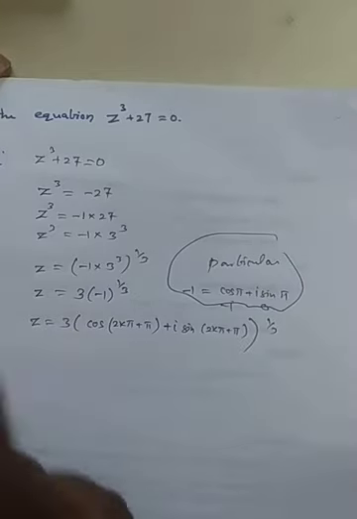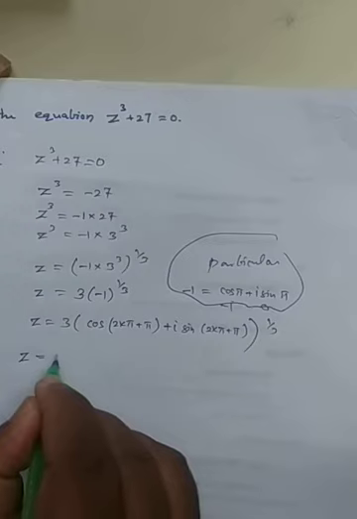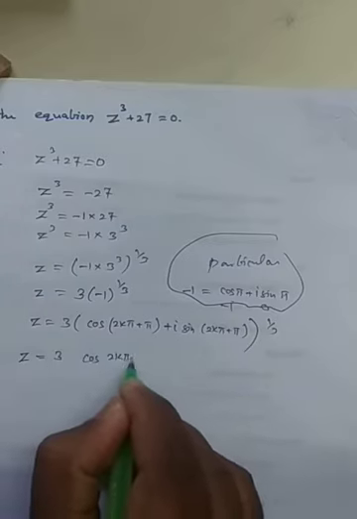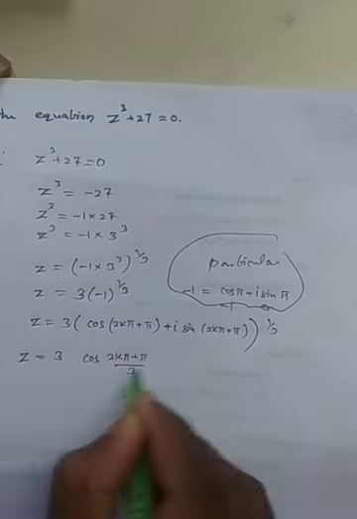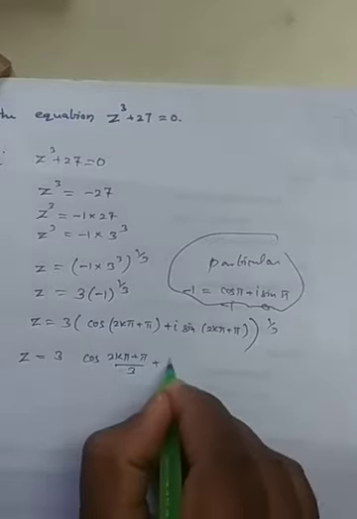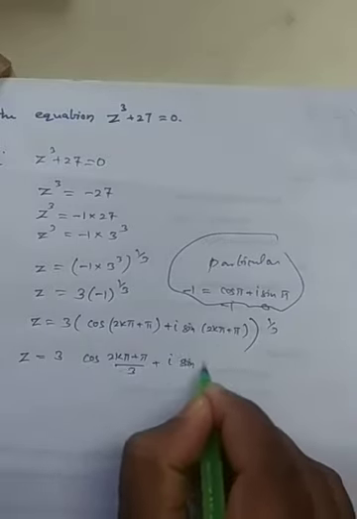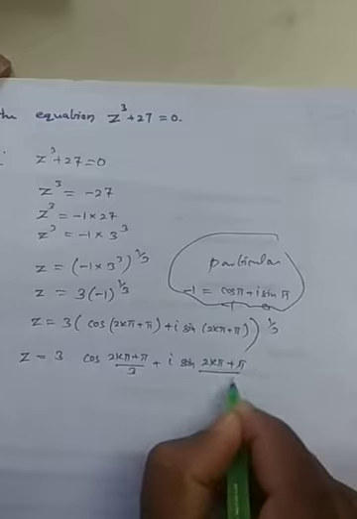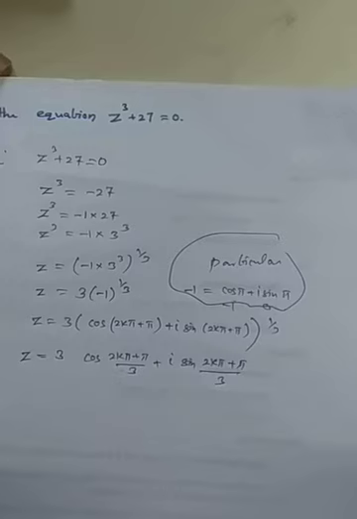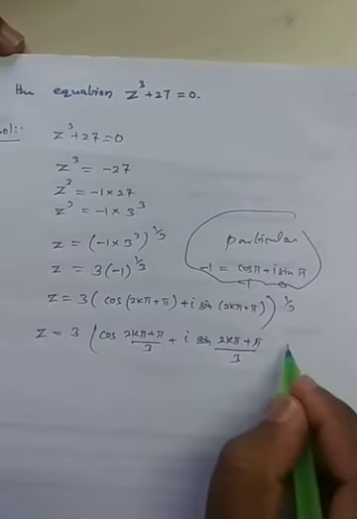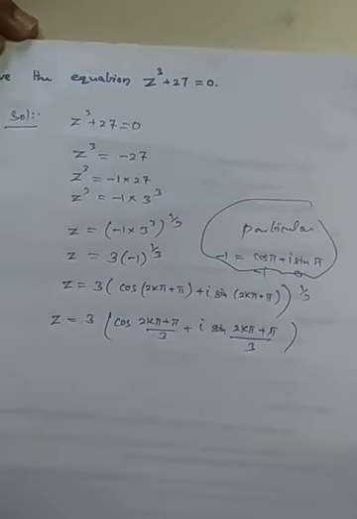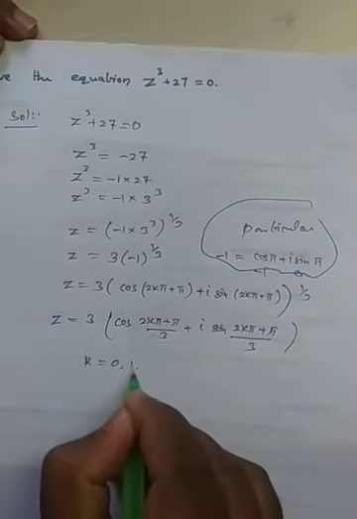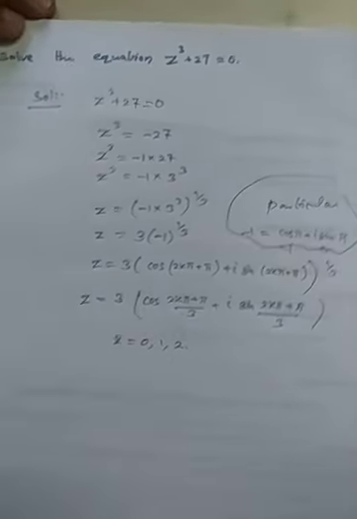Now since 1 by 3 is there, take the 3 out. So this is cos of (2k pi plus pi) divided by 3, plus i sin of (2k pi plus pi) divided by 3. This is what we have. Since it's a cube root, what values do we put for k? 0, 1, 2. These 3 values.